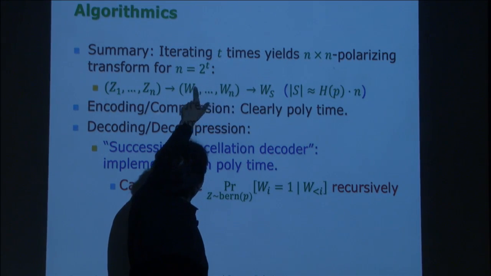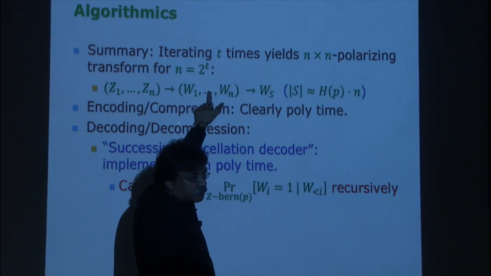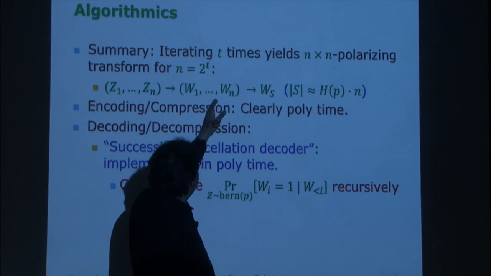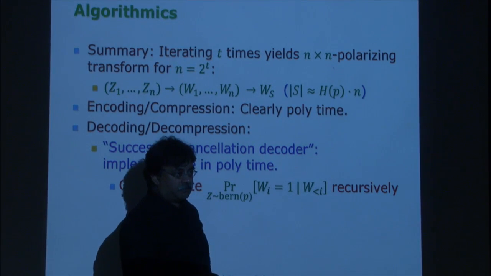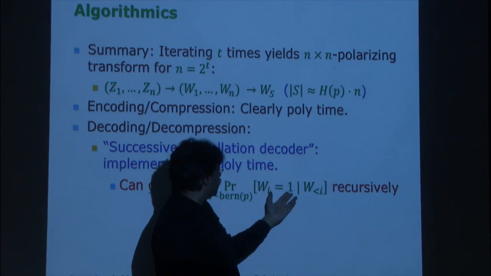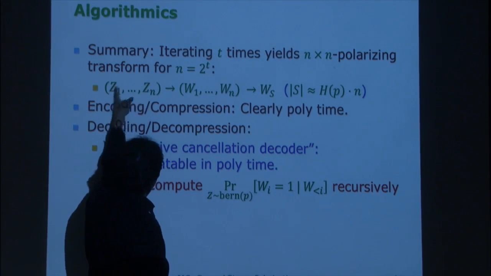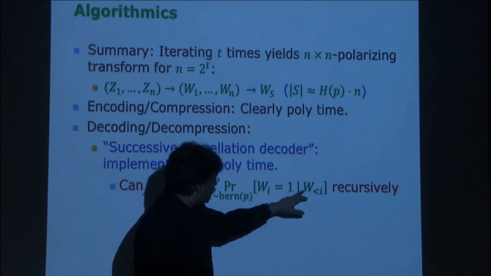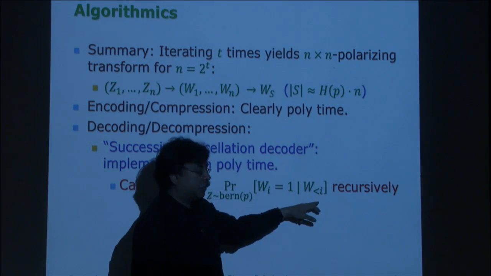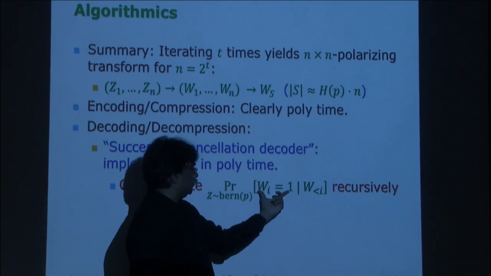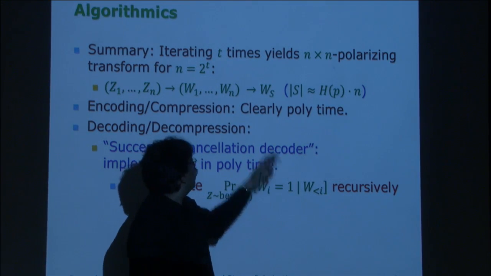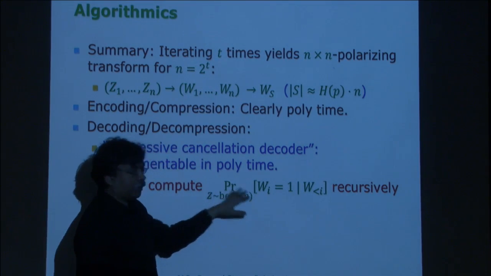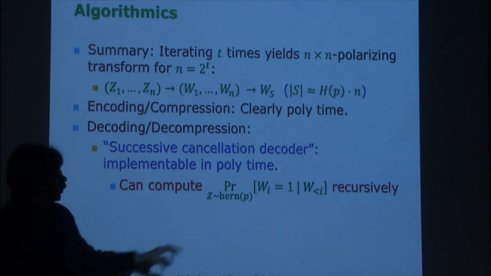To complete this, I look at the first i minus 1 bits. Inductively, I've been able to compute all of them, even if there were holes there. Now I try to figure out the i-th bit. What's my estimate on the i-th bit? I ask the question: if I pick z randomly from this Bernoulli distribution such that I get the prefix that I have, what's the probability that I would get 1 in this coordinate, given the prefix?